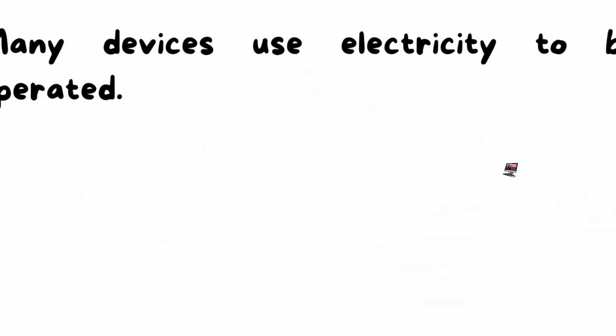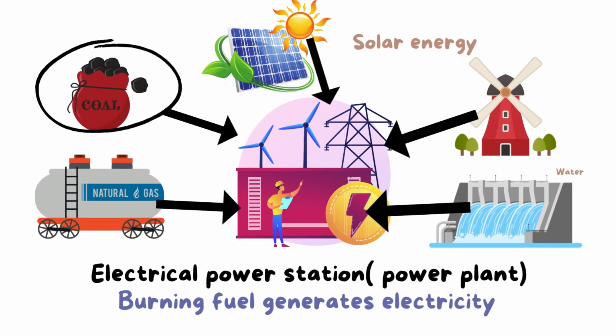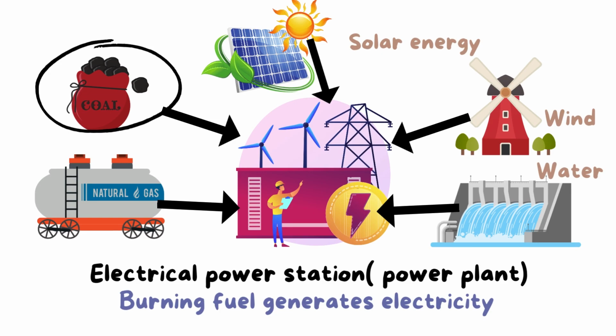Okay, we have many devices that use electricity to be operated, as we said last time. We have many examples like computer, iron, hair dryer, blender, heater. Where does this electricity come from? Yes, from an electrical power station or power plant.